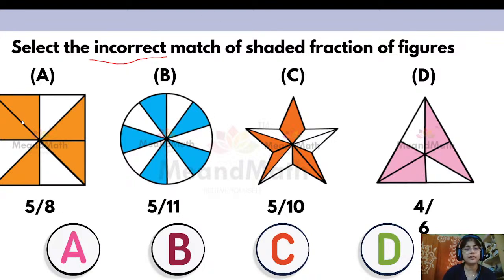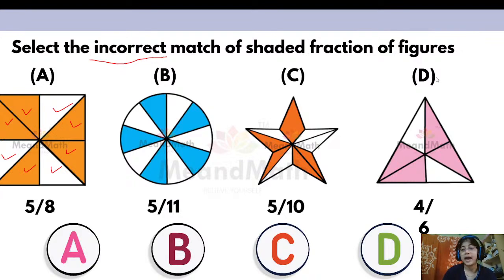All right, so let us check for A first, right? Let us see. So A is divided into 1, 2, 3, 4, 5, 6, 7, and 8, right? So 8 is the denominator. And out of that, how many parts are shaded? We can see 1, 2, 3, 4, and 5. 5 parts are shaded. So 5 out of 8. That has no problem. That's correct.